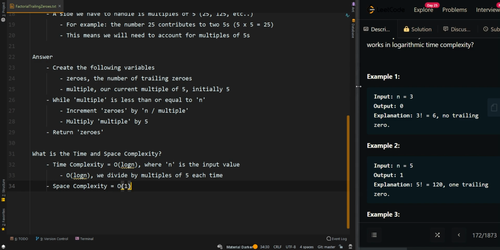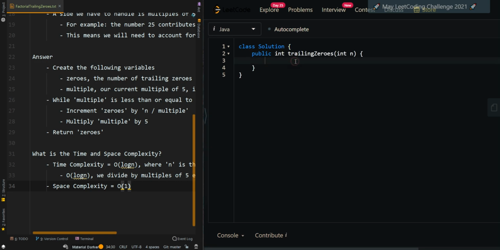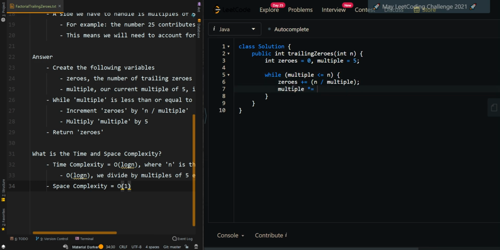Now let's go over the code. We're going to create the variables to keep track of the number of zeros and also the current multiple of 5. And then while the multiple is less than or equal to n, we're going to increment zeros by n divided by multiple. Then we're going to multiply multiple by 5. Then we can return the number of zeros, the number of trailing zeros.